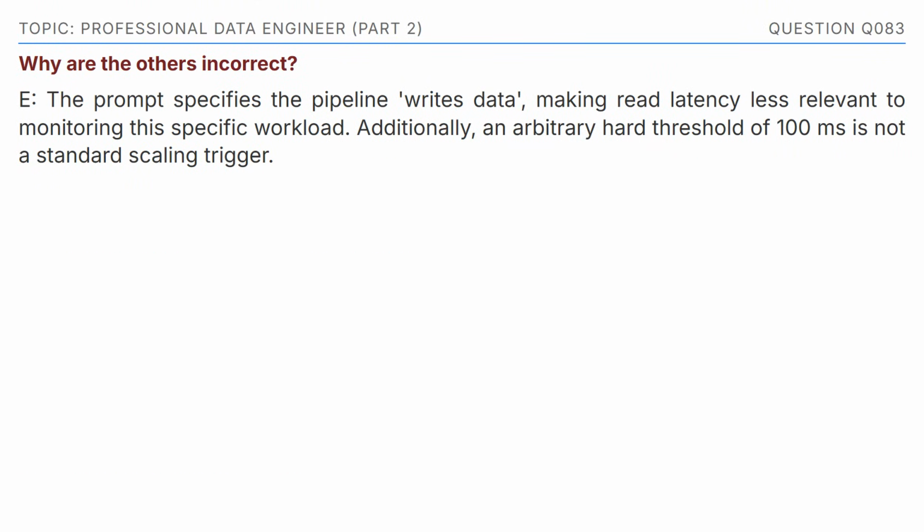Why are the others incorrect? E. The prompt specifies the pipeline writes data, making read latency less relevant to monitoring this specific workload. Additionally, an arbitrary hard threshold of 100 milliseconds is not a standard scaling trigger.